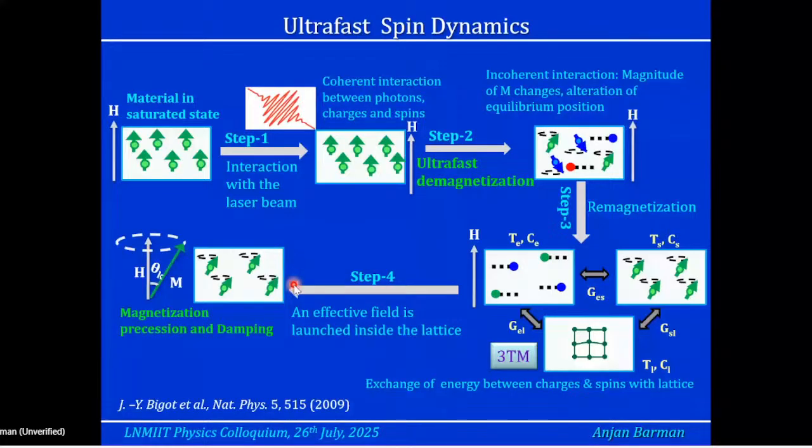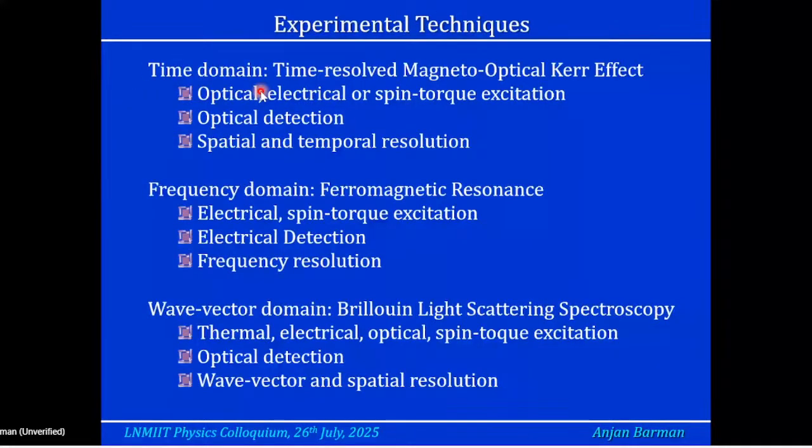So now I come to the experimental techniques. There are different techniques. One is the time domain. With the time scale, you can see what is happening. So that is why it is called time domain technique. You vary time and you see how the magnetization is evolving. And that can be done by using something called time-resolved magneto-optical Kerr effect, which is optical, electrical, or spin torque excitation, optical detection, and it can have spatial and temporal resolution.